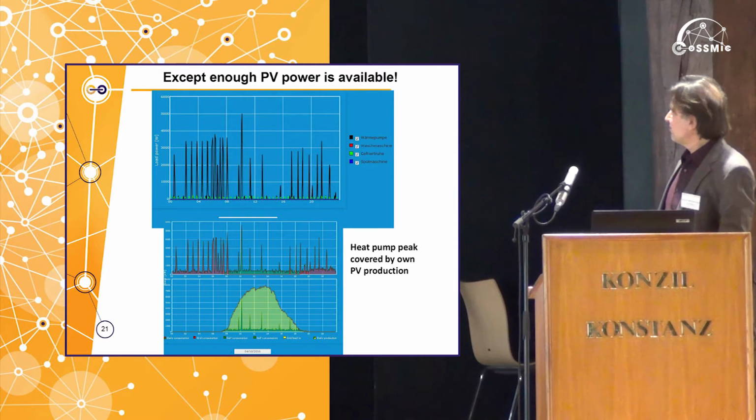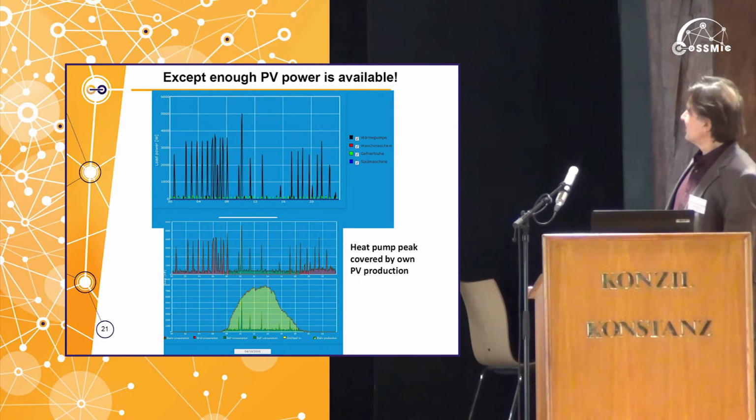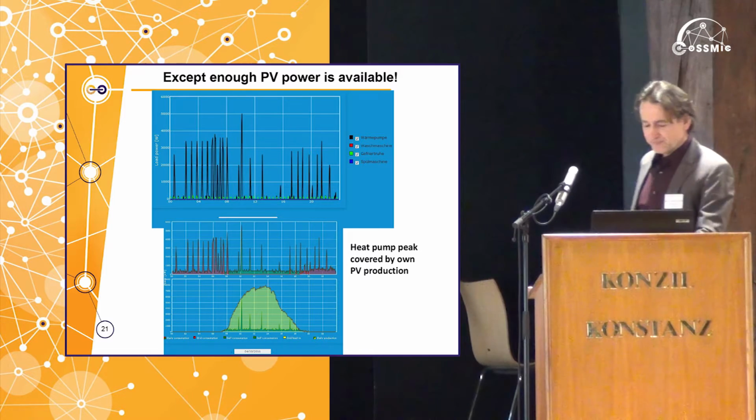And even when you have enough energy from the sun here, then you can overcome even a strong heat pump peak early in the morning when the water is prepared for showering, which is about 6 kilowatt. And this one here, you see the dark green one, it's produced, and here is self-consumed.